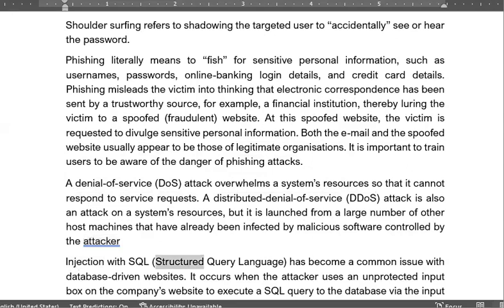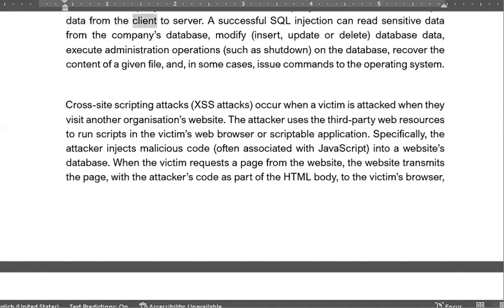Injection with SQL, structured query language, has become a common issue with database-driven websites. It occurs when the attacker uses an unprotected input box on the company's website to execute a SQL query to the database via the input data from the client to server. A successful SQL injection can read sensitive data from the company's database, modify, insert, update, or delete database data, execute administration operations, such as shutdown, on the database, recover the content of a given file, and, in some cases, issue commands to the operating system.